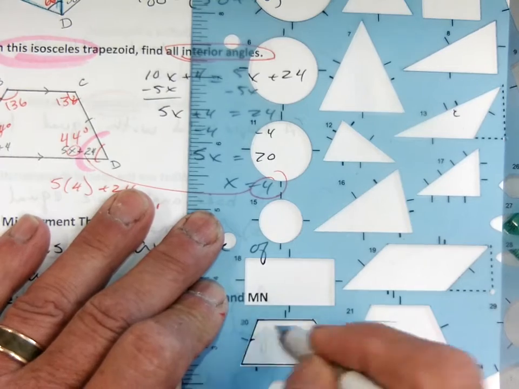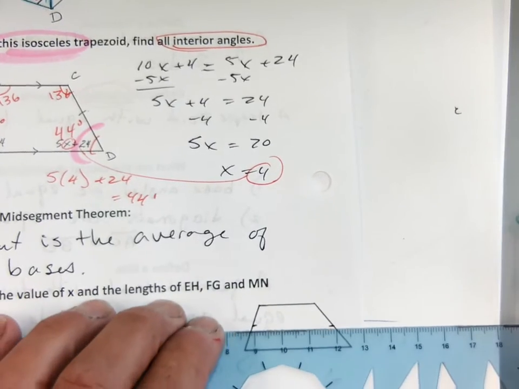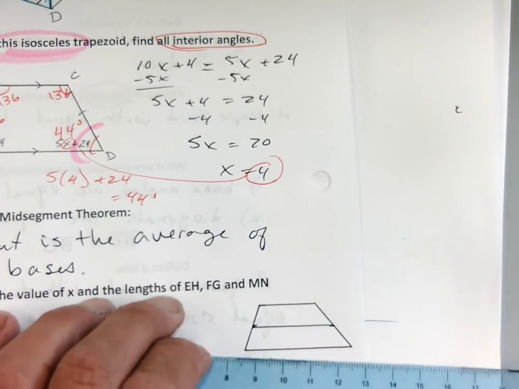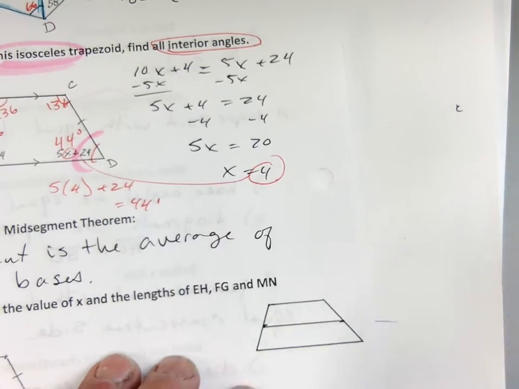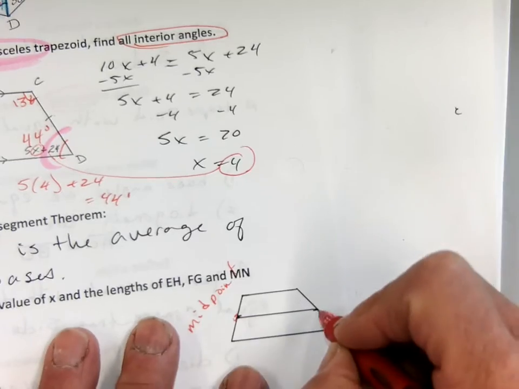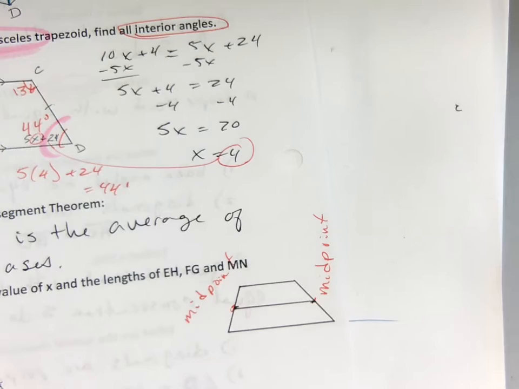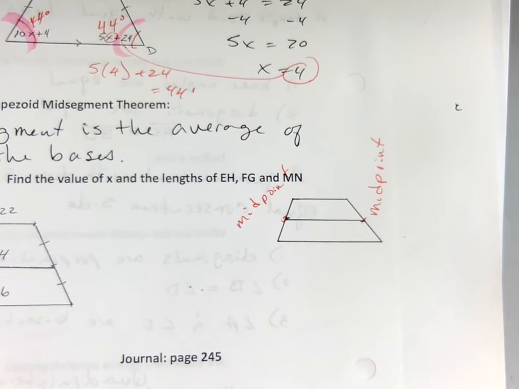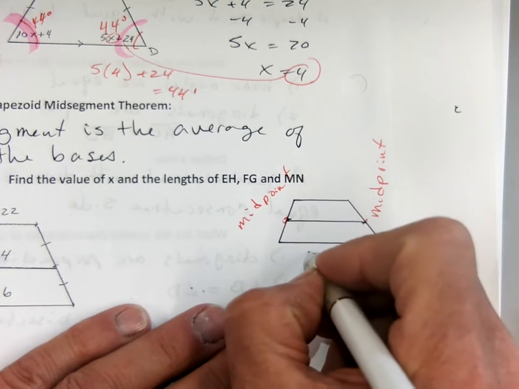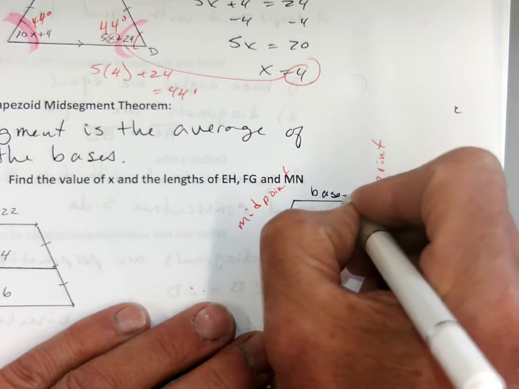There's my mid-segment, right? Mid-segment in the middle. That's a mid-segment because that's the midpoint, and that's a midpoint. I'll give you a second to get caught up. That's a midpoint, that's a midpoint. Base 1, base 2, okay?